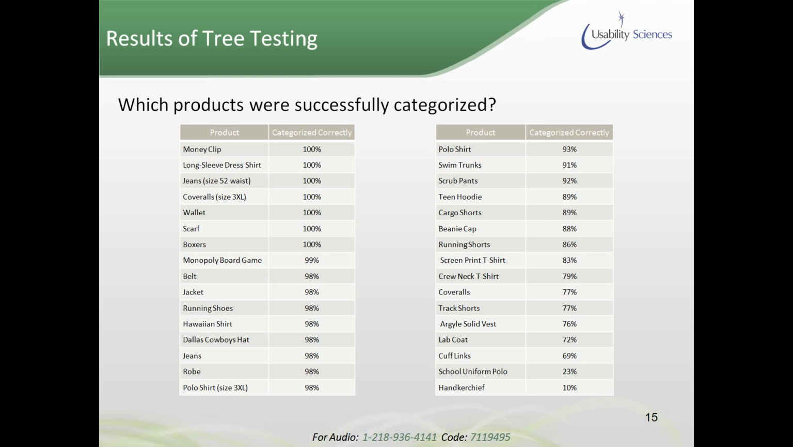The participant generally does not know that. They're just asked to place it and then they move on to the next task. But obviously to get to these numbers, that's an important part of it. So just very quickly as you look at this, you can kind of see where you have some problems in terms of folks being able to correctly find the category in which this product resides.